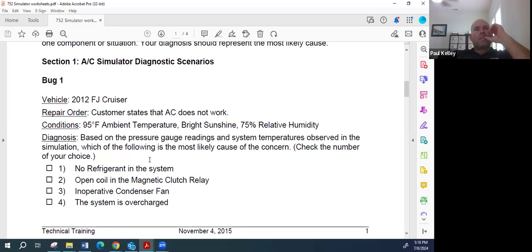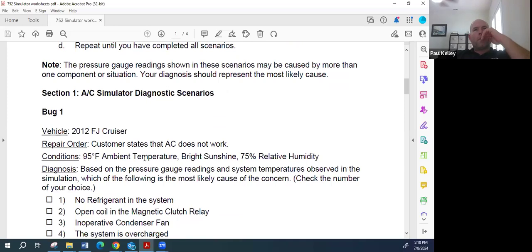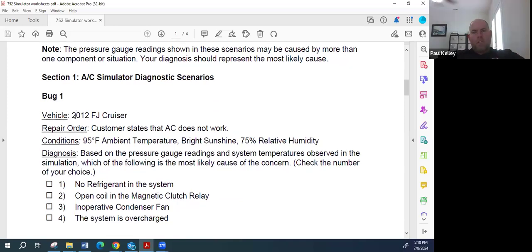we're gonna look at bug number 1. It's telling us it's a 2012 FJ Cruiser. The concern is customer states AC does not work. The conditions are 95 degrees outside, bright sunshine, 75% relative humidity.